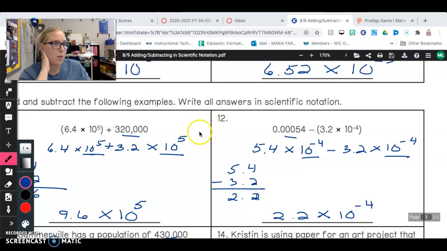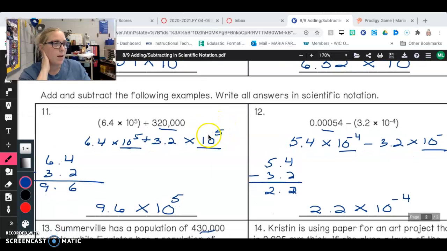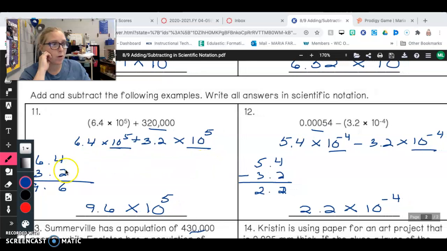For numbers 11, 12, 13, and 14, you all had to do those problems independently. All of them ended up having the same power, so you should make sure you're showing your work on the side for all of those. You should not have had to use the calculator. For number 11, it was 9.6 times 10 to the 5th. For number 12, it was 2.2 times 10 to the negative 4th.